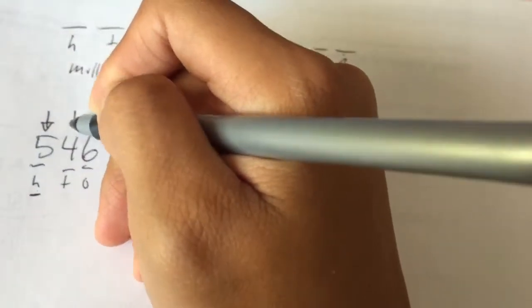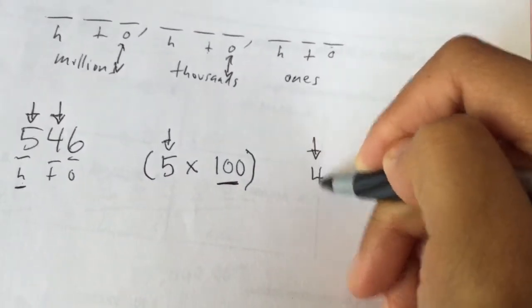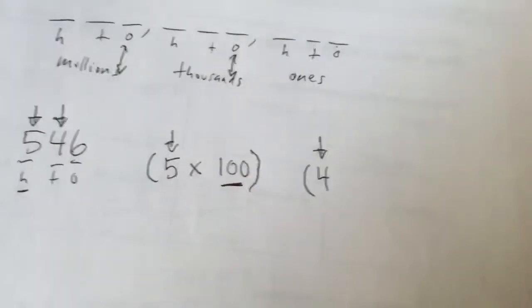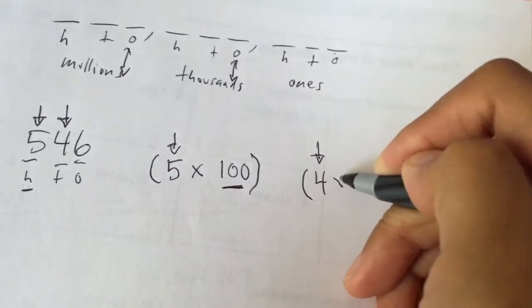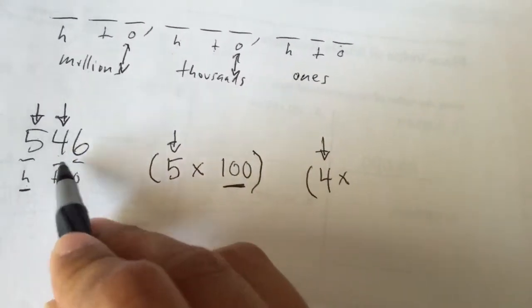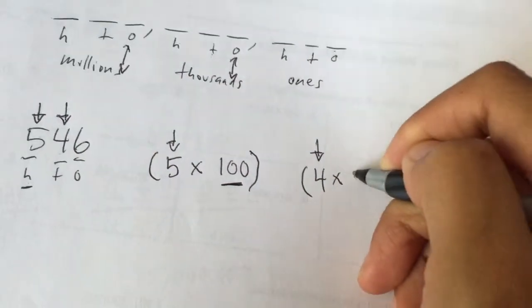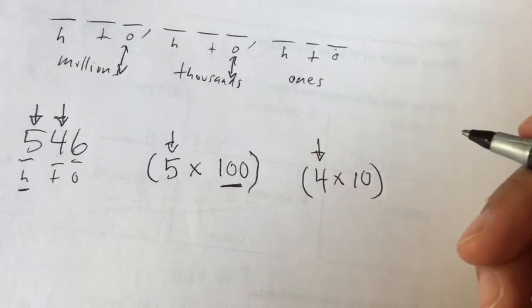So the next number is going to be 4. And so we're going to start with 4. And we're going to have a parentheses before the 4. Again, we're going to multiply by its place value. What place value is this? Ones, tens. This is the place value 10. So we're going to multiply it by the number 10.